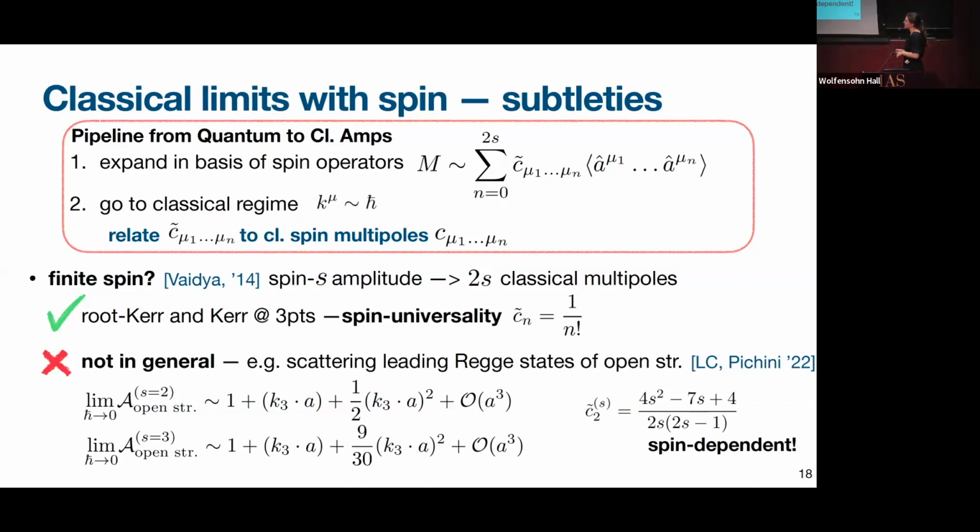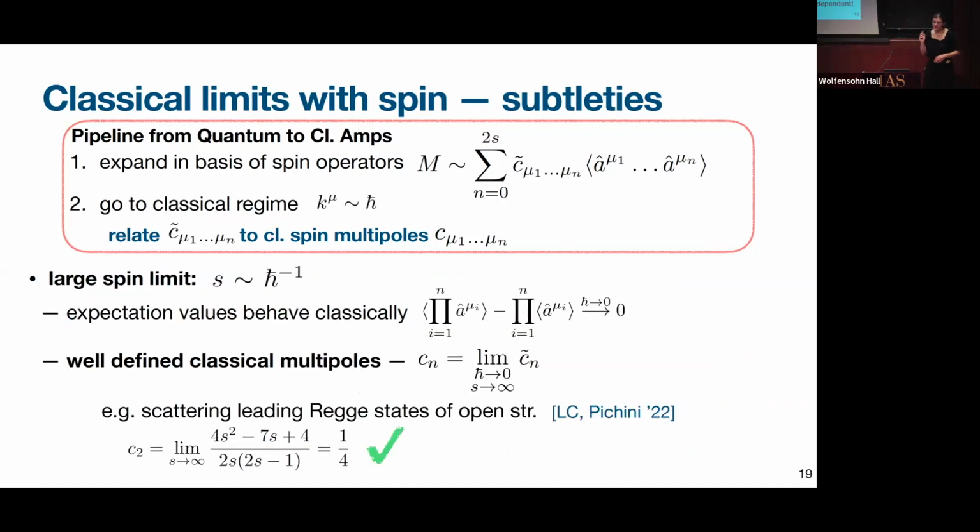The 3-point scattering of three leading Regge states of the open string. All you have to do is compare the spin 2 scattering and spin 3 scattering, and you see straight away that the quadrupole is extremely sensitive to whether you are scattering spin 2 or spin 3, which you'd expect generically to hold anyway. And indeed, for generic spin, you have this complicated spin dependence. So the question is really, how can you consistently read off a classical multipole at finite spin when you have a dependence on the quantum number?